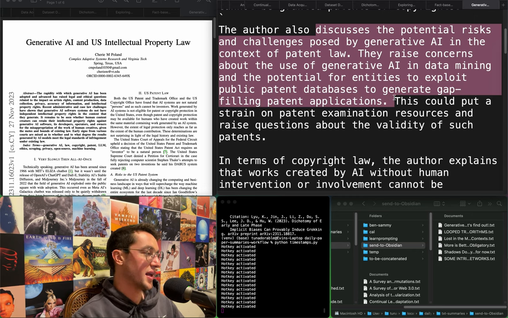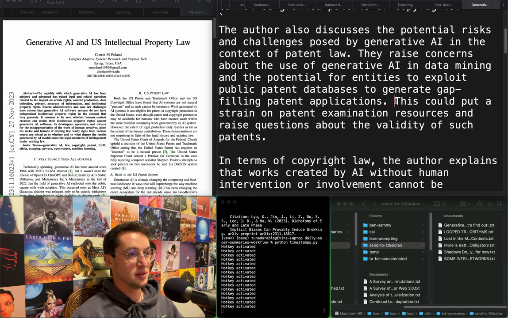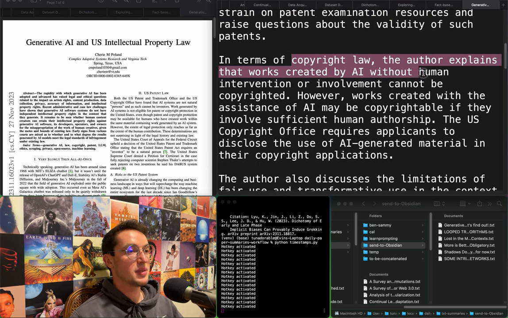I really think the patent system and the IP system at large are about to collapse. Just saying. It's already pretty shitty, but it's about to collapse with AI. This could put a strain on patent examination resources and raise questions about the validity of such patents. In terms of copyright law, author explains that works created by AI without human intervention or involvement cannot be copyrighted. However, works created with the assistance of AI. Oh, so if there was no human involved, if the model from start to end makes the idea, then it's just not patentable. That's crazy.